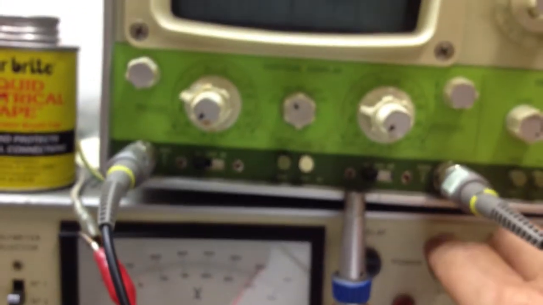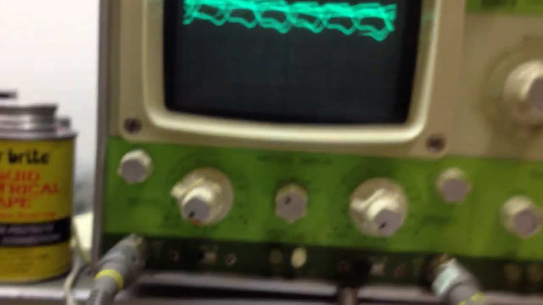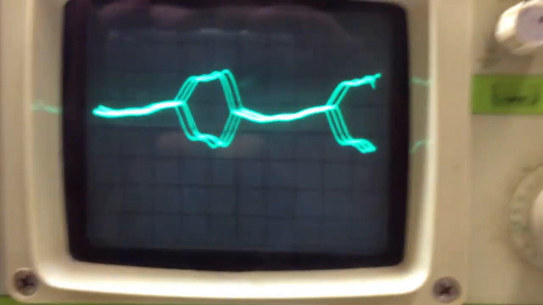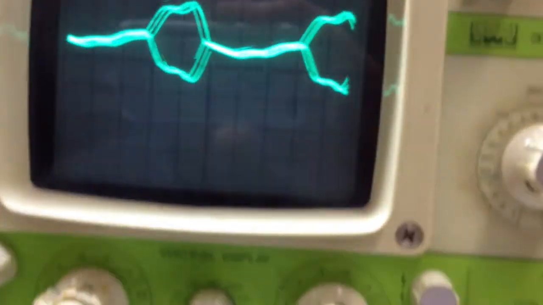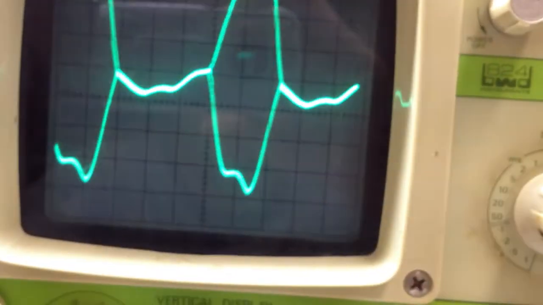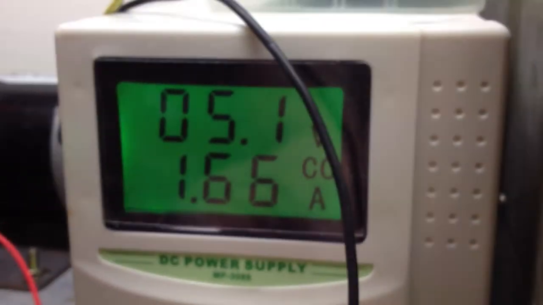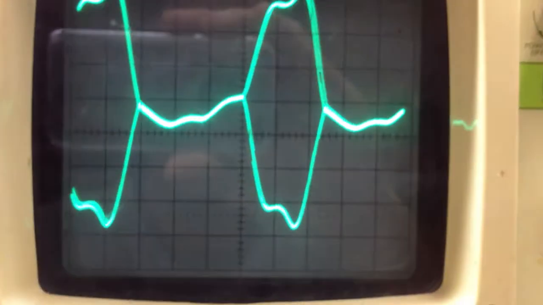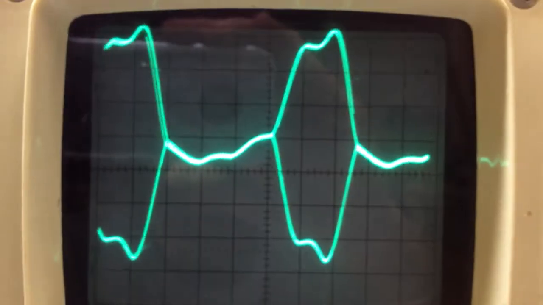Now, I'll just turn this off so I can tell you what I'm saying. If you put them both together, they're not out of phase. If I jump that up to 5 volts, 1.5 amps, to the stator, that's the waveform there. Again, you can see there, and the output increases a lot.